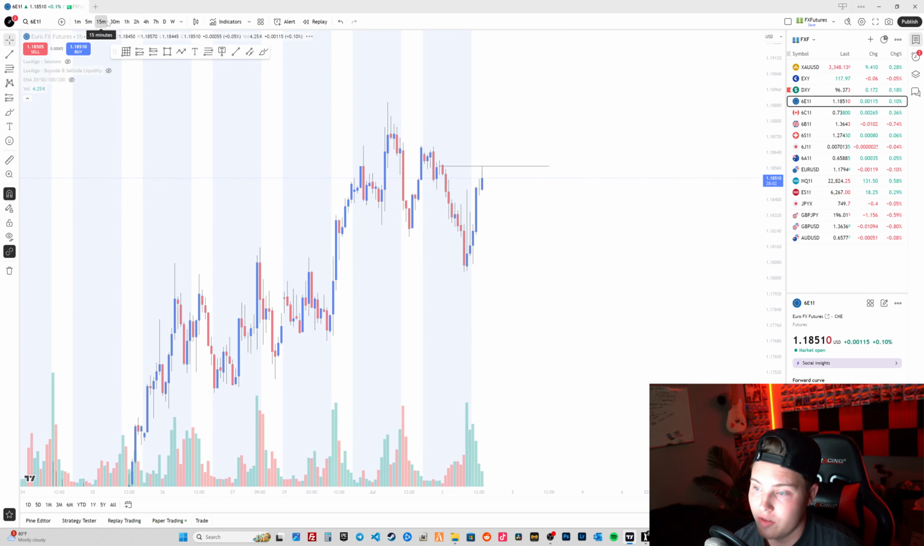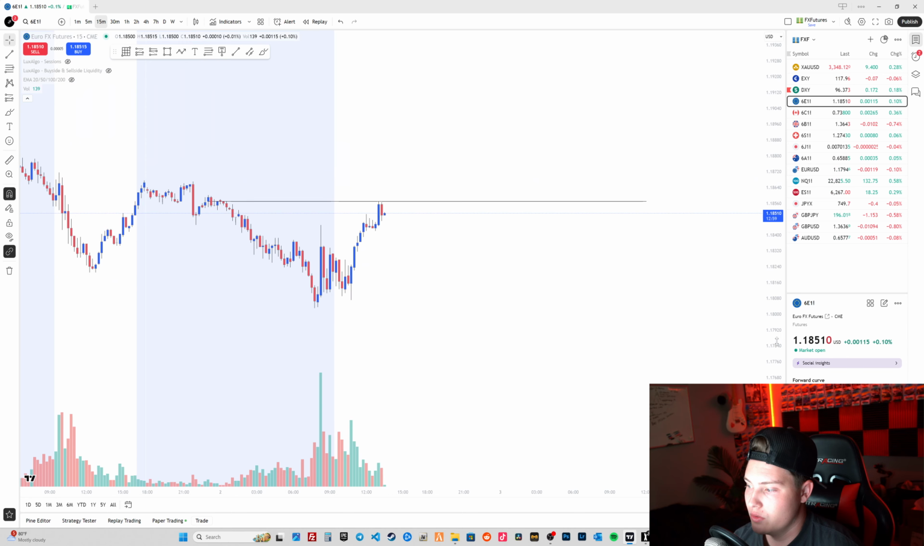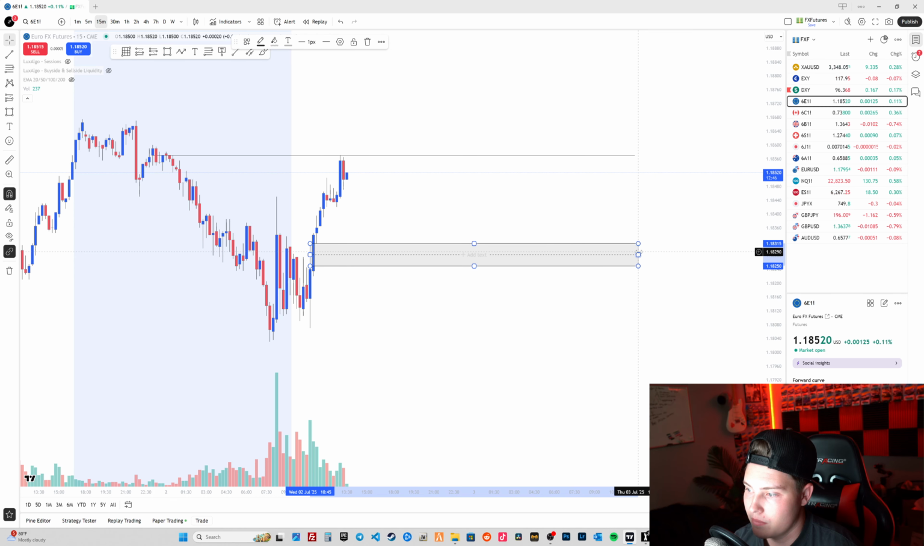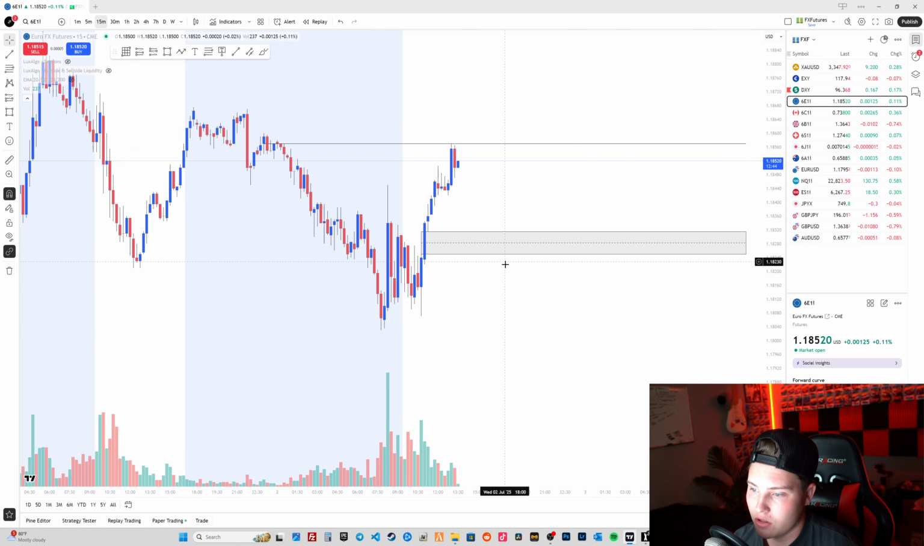So we're going to come down to the 15-minute, and we're going to look for confluences, right? We're going to look for simple confluences like a fair value gap or something. A fair value gap is basically an imbalance between three candles. We have a wick here and a wick here. This is a fair value gap. So price may want to come down and target this fair value gap.